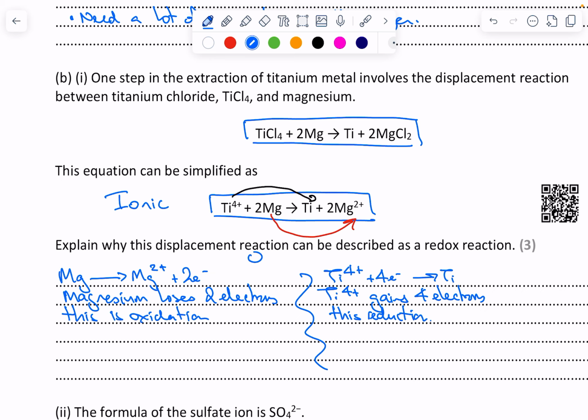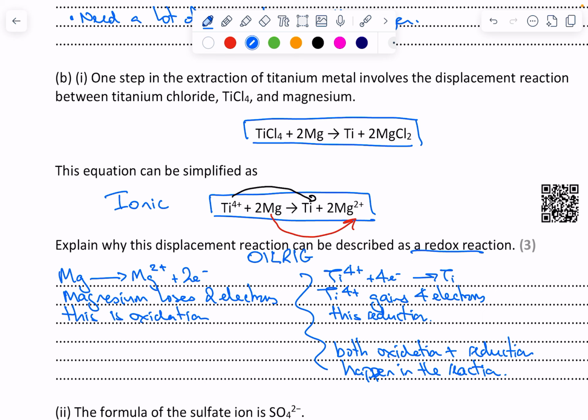Remember, what I'm using here to help me is OIL RIG. So oxidation is loss, reduction is gain. So why can it be described as a redox reaction? Because both oxidation and reduction happen in the reaction.